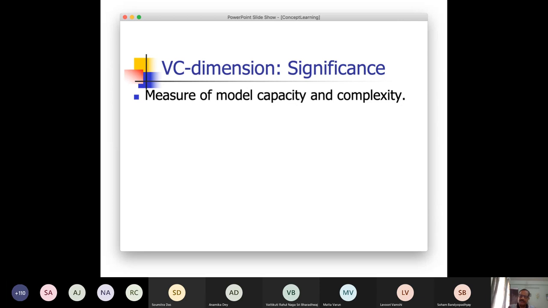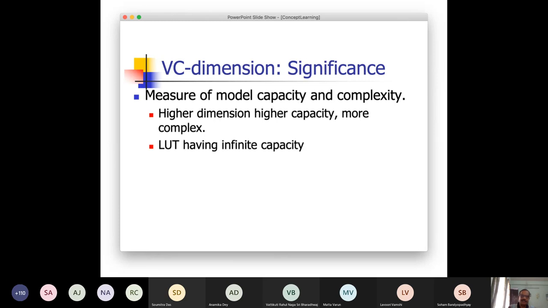Well, the significance: it's an interesting measure, but it is trying to tell you some sort of model capacity and complexity, not in a very precise way, but it's an indicative figure. So higher dimension means higher capacity and more complexity. But there is a catch here.